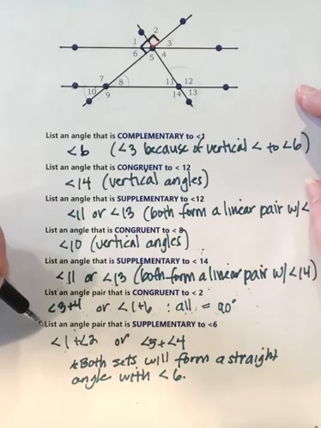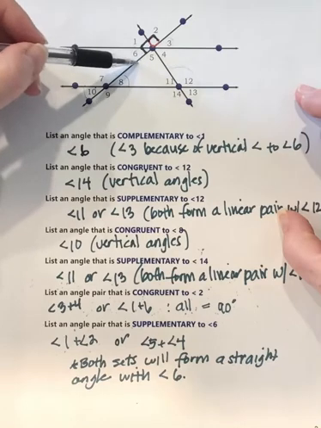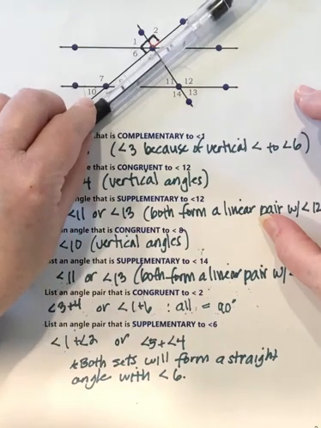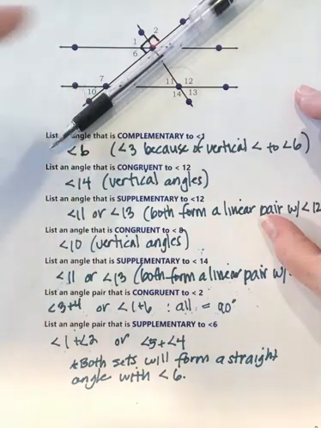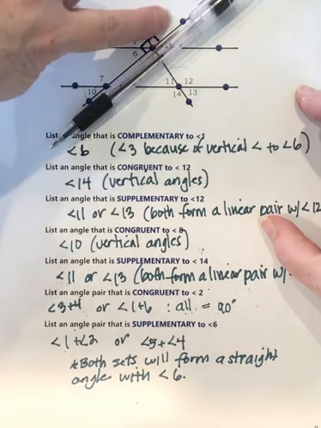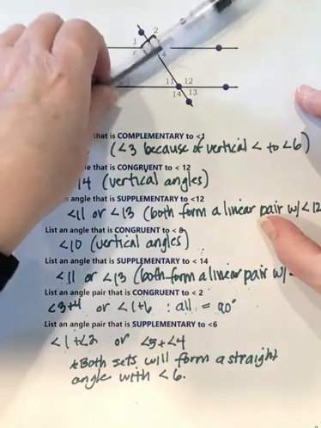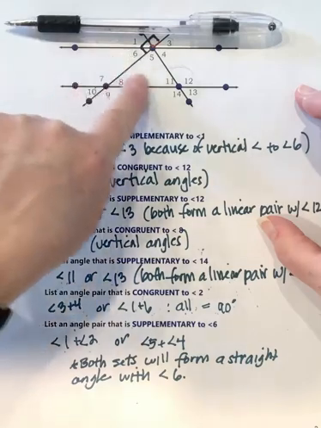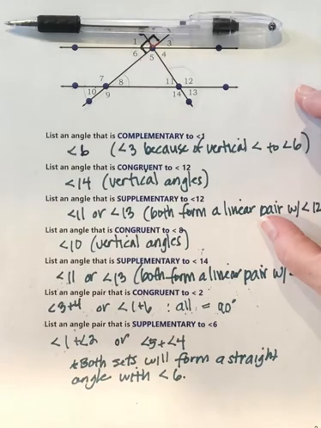An angle pair that is supplementary to angle 6, well, angle 6 is right here. So again, I'm looking at anything else that would help complete the straight angle that angle 6 is already a part of. So here's a straight line here. So if angle 6 is here, angle 1 plus angle 2 sort of finishes off the 180 degrees. I could also look at this straight angle. And if angle 6 is right here, angle 5 plus angle 4 finishes off that 180 degrees. That's what's all forming that straight angle.